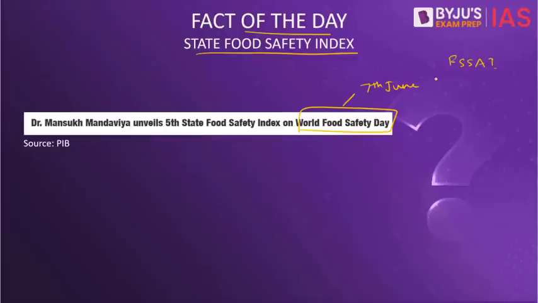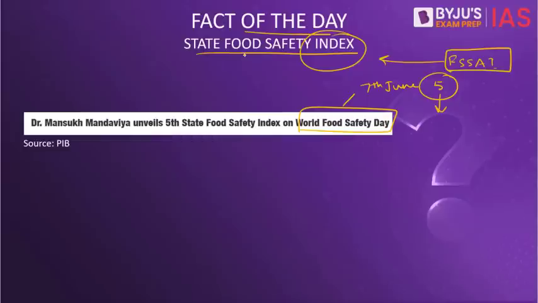Now, 5 major parameters are considered in development of this index. What are these parameters? We have human resources and institutional data, compliance, food testing infrastructure and surveillance, training and capacity building, and the last one is consumer empowerment. So this index provides an objective framework for evaluation of food safety across all the states and union territories.